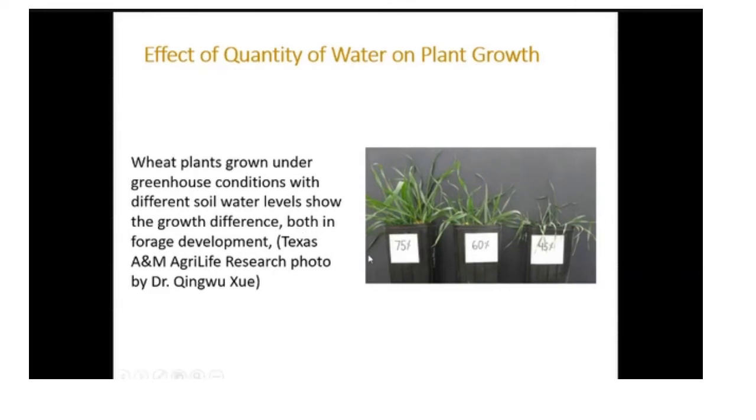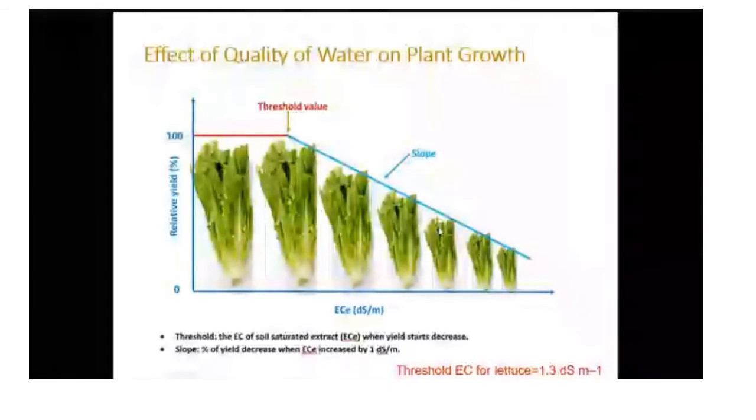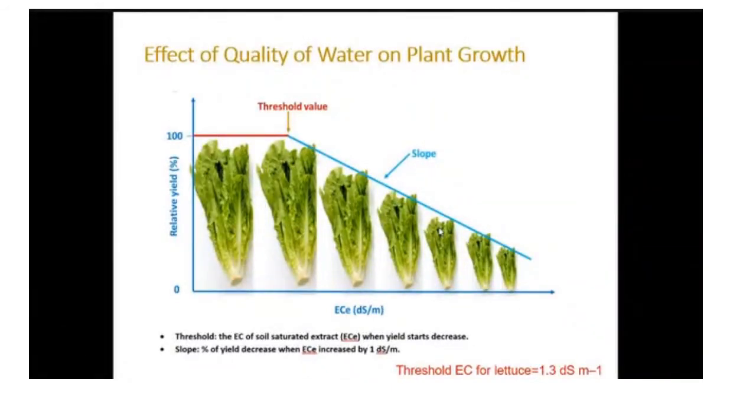In this experiment, it shows that the amount of water is affecting the plant growth. As you can see, the lower amount of water, closer to the permanent wilting point, means less growth. The plants are wilted. If you keep the plant at, let's say, 70% of the available moisture content, then the plant grows healthily. The quality of water is another important factor.